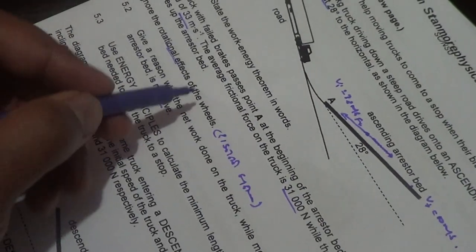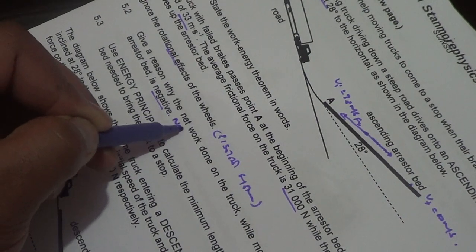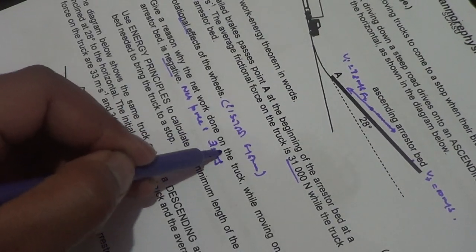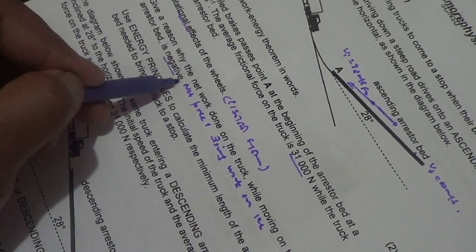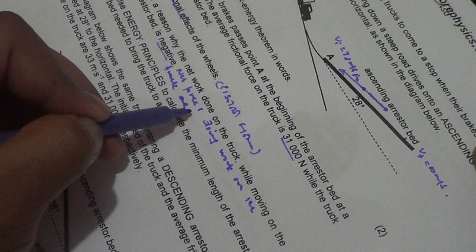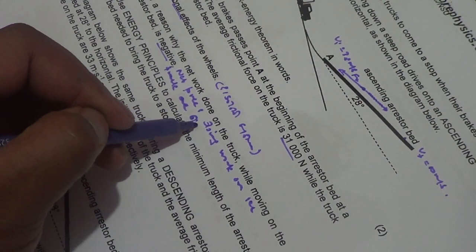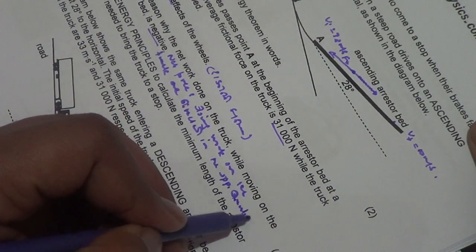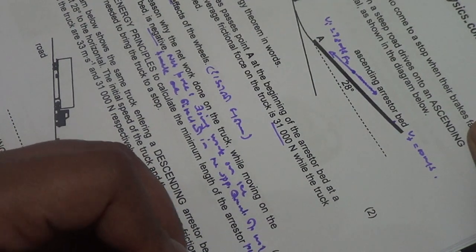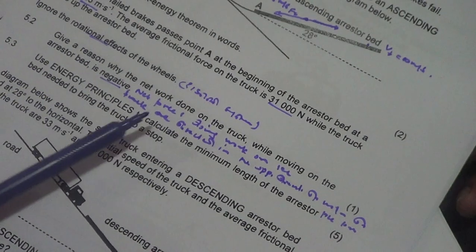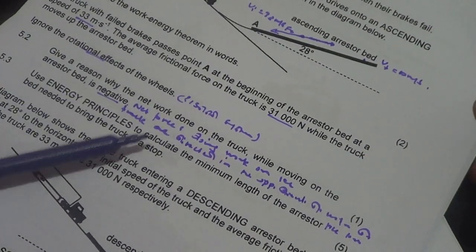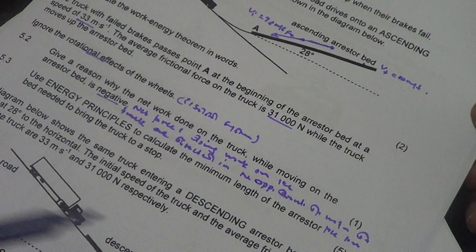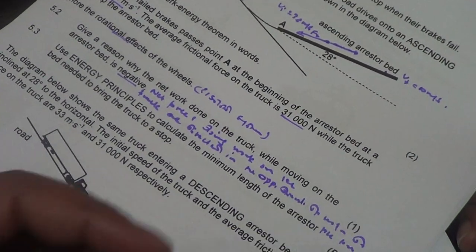So let's just answer it here. You can say the net forces doing work on the truck are directed in the opposite direction of motion of the truck. So basically the reason is that the net forces at play are exactly opposite the direction of motion, and that is all. Don't complicate it. There's your one mark.